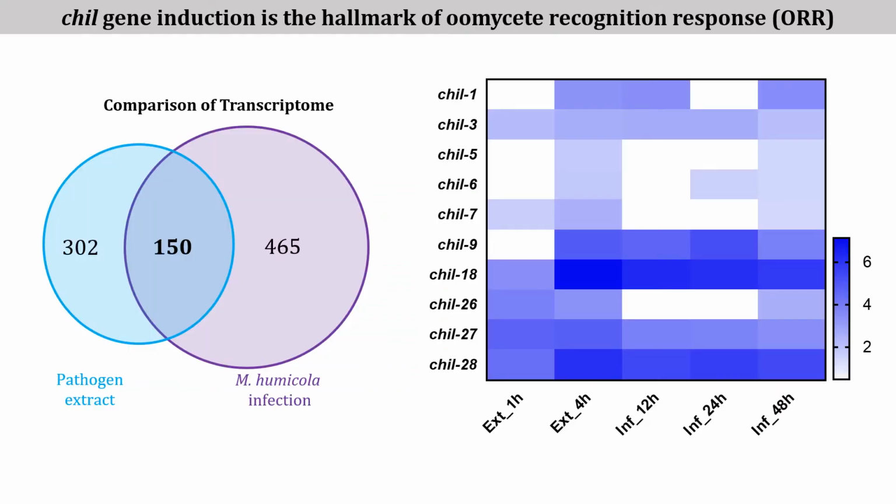We performed transcriptome analysis of extract-treated animals and compared it with the transcriptome of infected animals. A significant overlap was obtained between the two, as pathogen recognition is also going to be the first part of the actual infection process. Based on this overlapping dataset, we describe in this study the oomycete recognition response with chil gene induction as its hallmark.